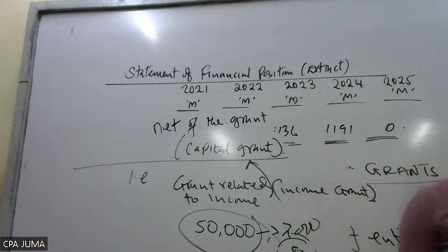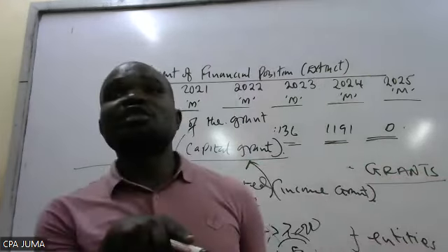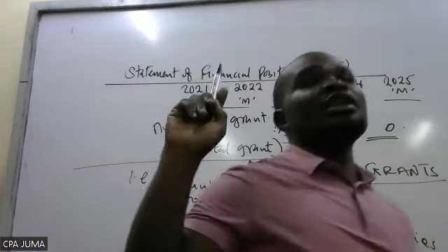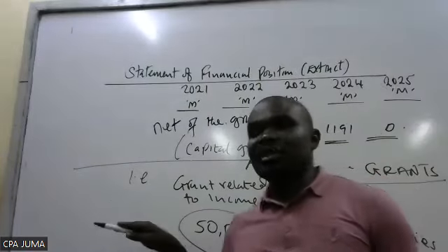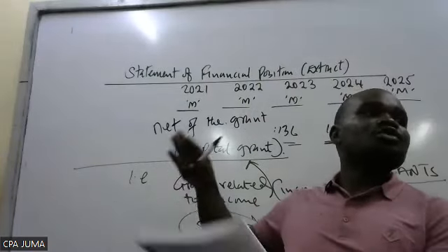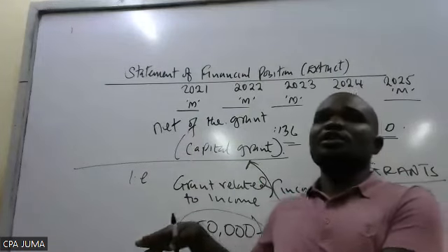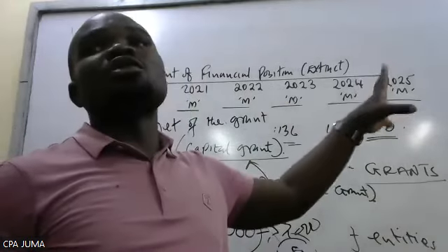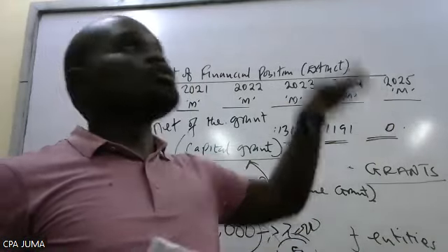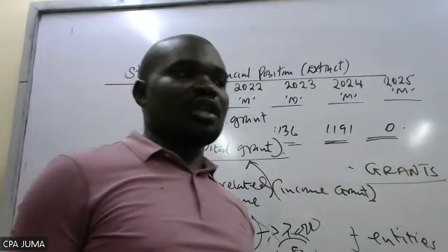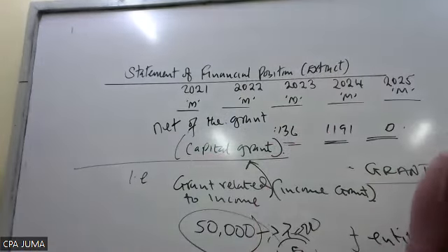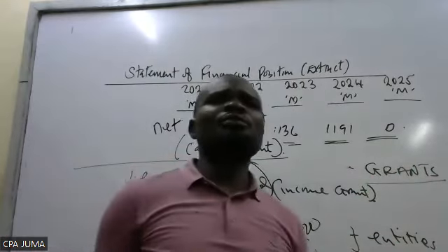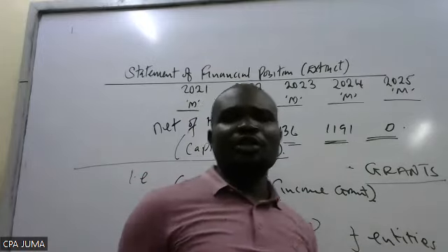So if it's an income grant, don't reduce the value of the asset. Take it to the books as income. Why? To help me pay expenses, because an income grant is meant to cater for the administrative cost. But a capital grant is meant to help you overcome the initial cost of the asset, so you reduce the value of the asset so that you don't depreciate the grant. We will see it in calculation.